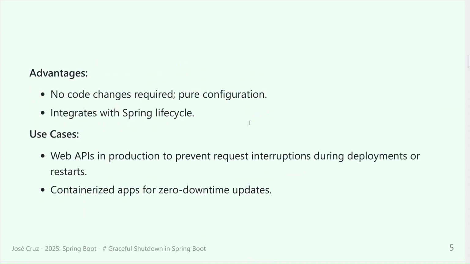Advantages: no code changes required, just pure configuration. And if you saw one of my previous videos, you can even configure this outside of your properties file. I mean, when you start your application in a container or using an environment variable, you can force the time from the outside. Use cases: web APIs, where you just want to stop the request APIs. That's the first thing that happens. It just cuts the network access and then does the shutdown.